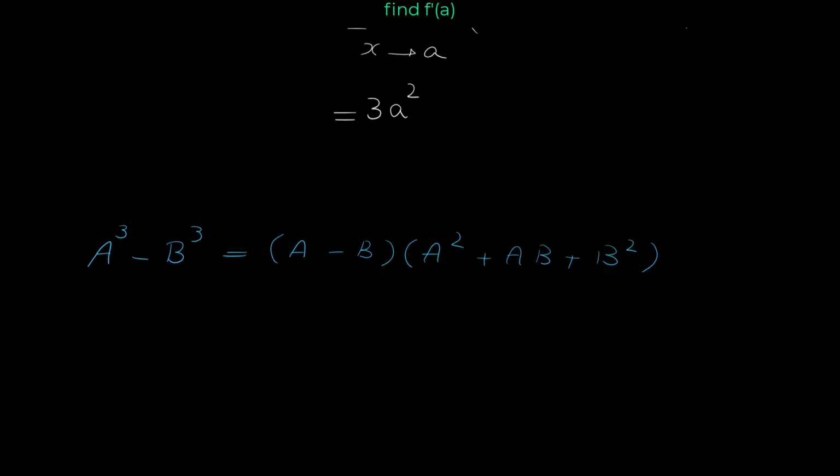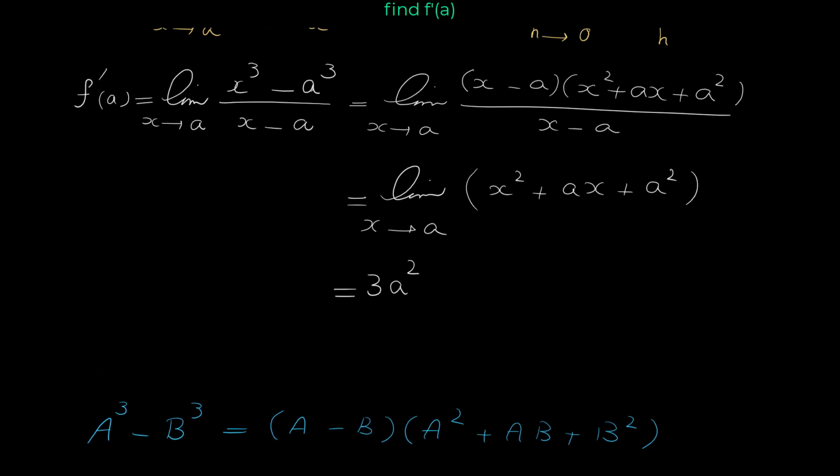Before I finish this video, let me tell you how we can factor the numerator without any identity, because maybe you don't remember this identity. How can we find this limit without any identity? Let me rewrite the limit here again. We want to find the limit of x to the 3 minus a to the 3 over x minus a as x approaches a. For finding limits, the first thing that we usually try is direct substitution.